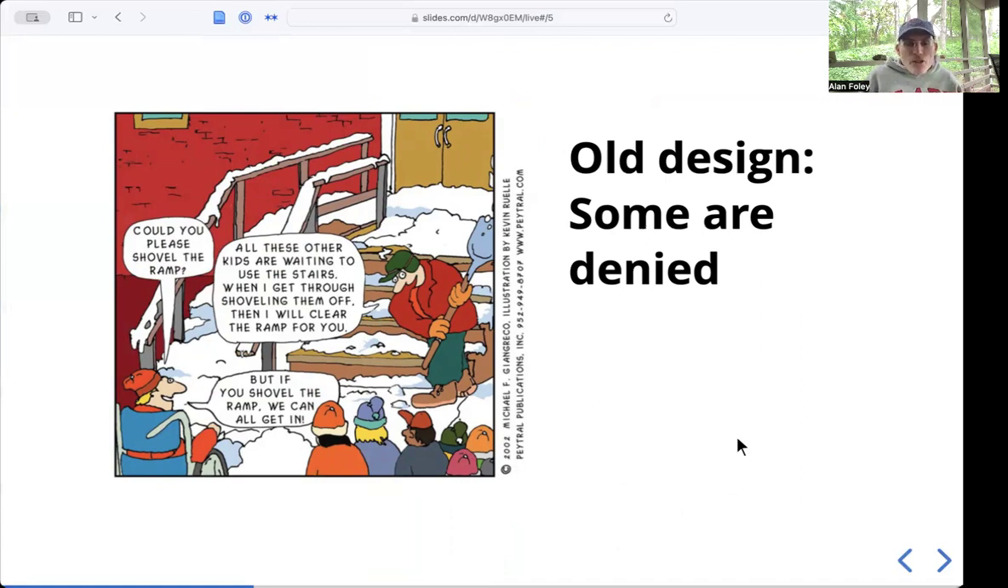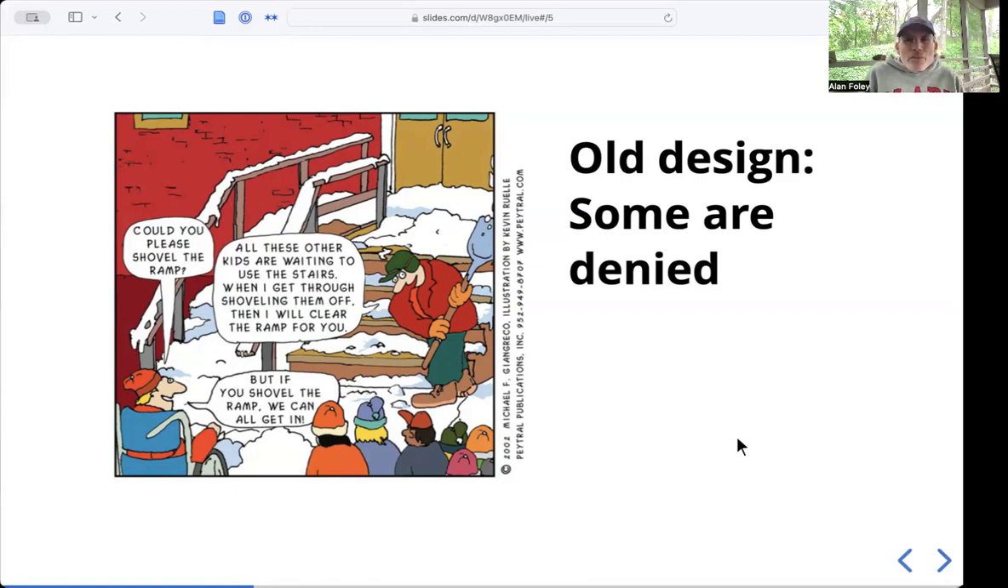This is an interesting little comic here where there's a group of kids waiting to get into a school building. There's an individual out shoveling the snow, and the person in a wheelchair is saying, could you please shovel the ramp? And the person doing the shoveling says, all these other kids are waiting to use the stairs. When I get through shoveling them off, I'll clear the ramp for you. And I think the obvious irony is that when the stairs are shoveled off, not everybody's going to be able to use them. But when the ramp is shoveled off, everyone would be able to use it. So shoveling the ramp would actually make the building accessible for everyone who's pictured here, whereas shoveling the steps doesn't.